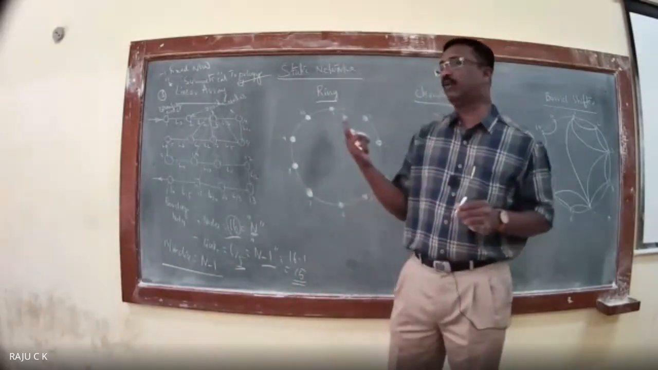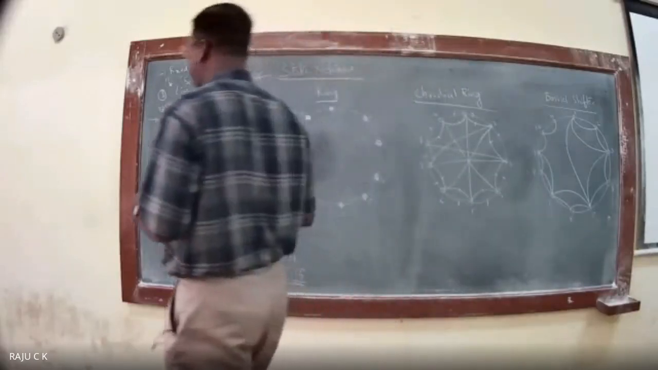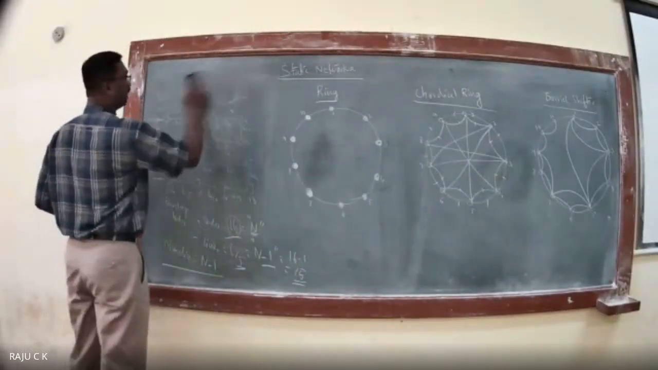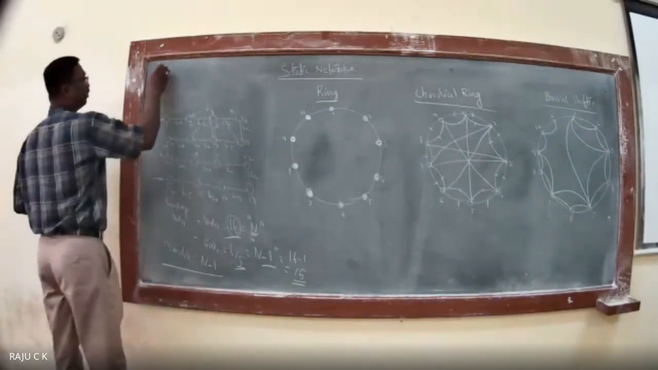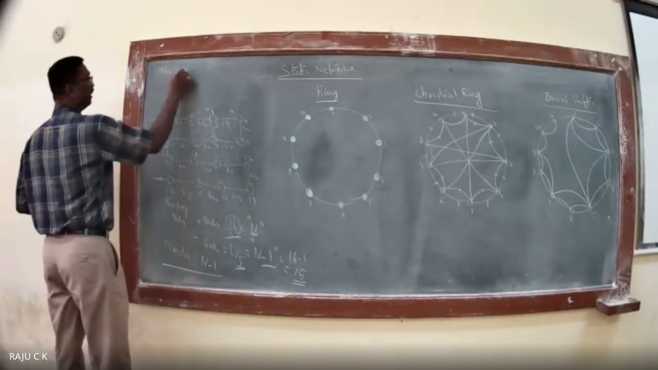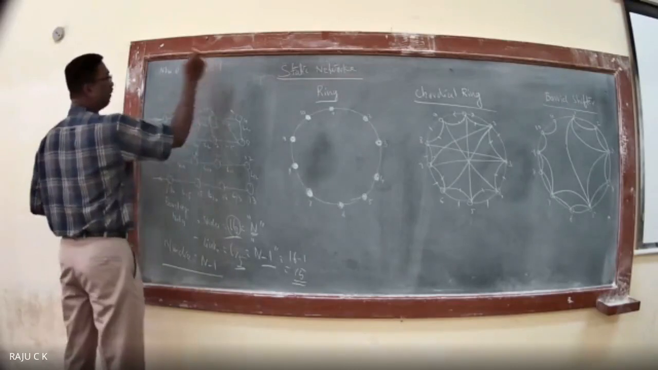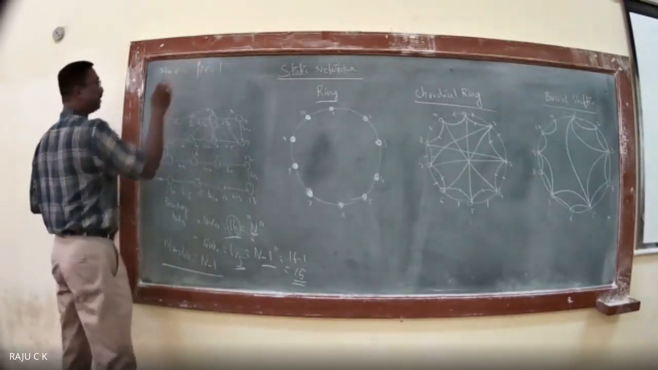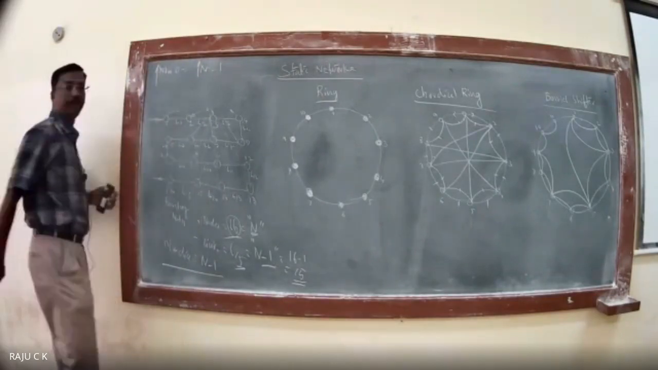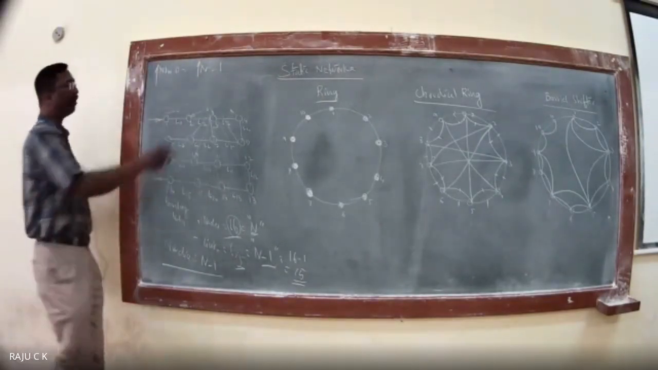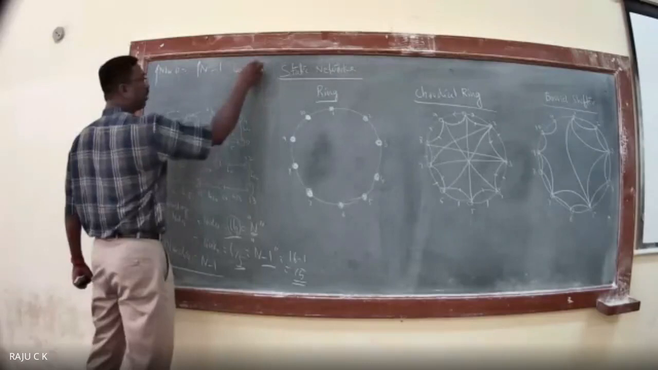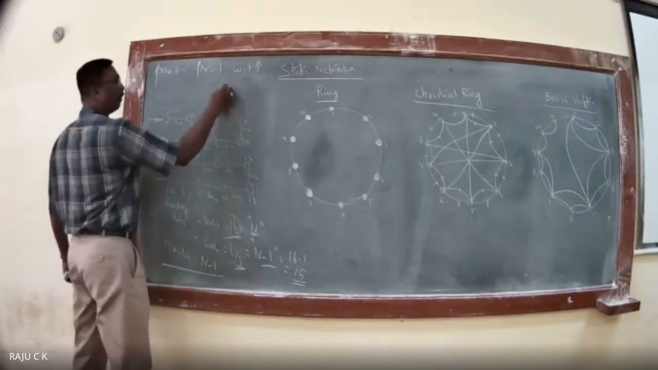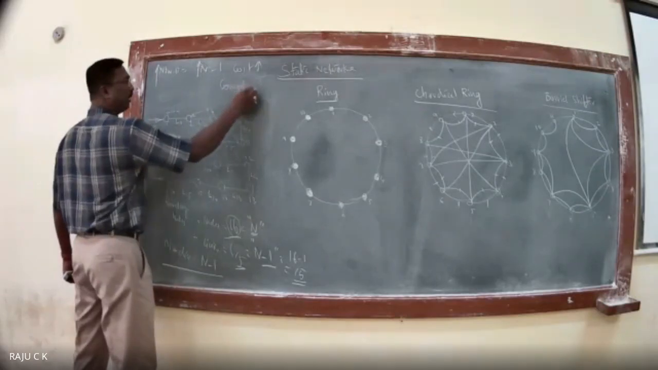So immediately, what happens when the number of nodes increases? You must always remember, for this type of network the network diameter is equal to n minus 1. When the number of nodes increases, the diameter will automatically increase, the cost will increase, and the complexity has to increase like this.